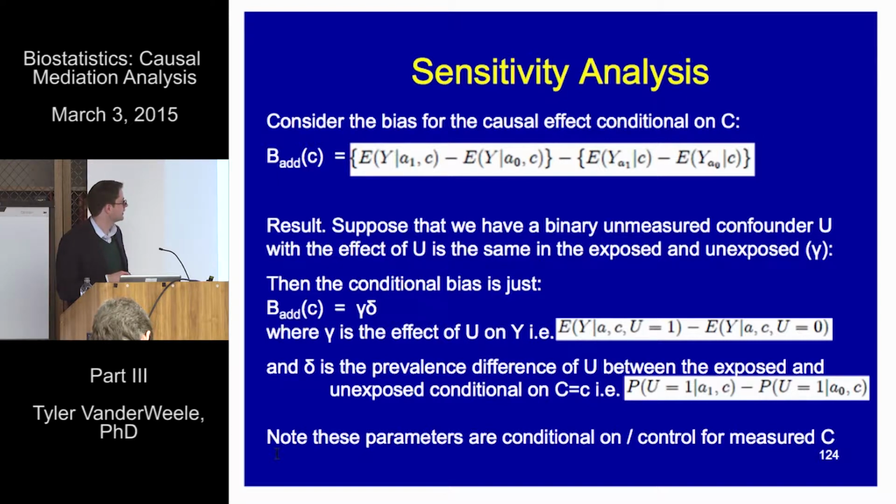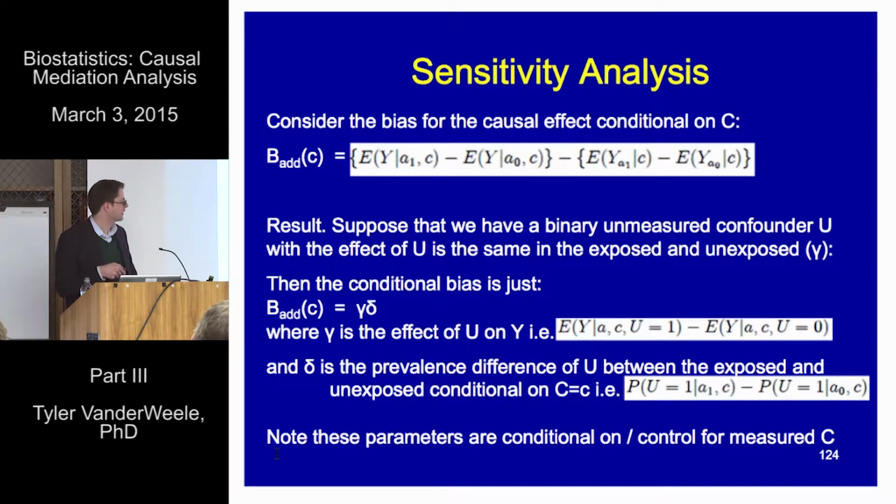If we're willing to, once again, assume a binary unmeasured confounder, it turns out we can relax this, but if we're willing to assume a binary unmeasured confounder, and the effect of U on the outcome is the same for the exposed and unexposed, in other words, no interaction between U and the exposure on the additive scale, then the bias factor is just given by the product of two parameters. The first is again, we'll call gamma, which is just the effect of U on Y on the difference scale, once again, having already controlled for all the measured covariates.